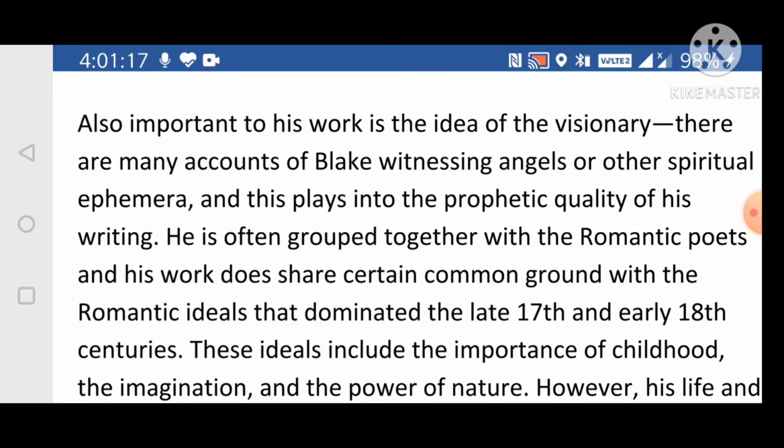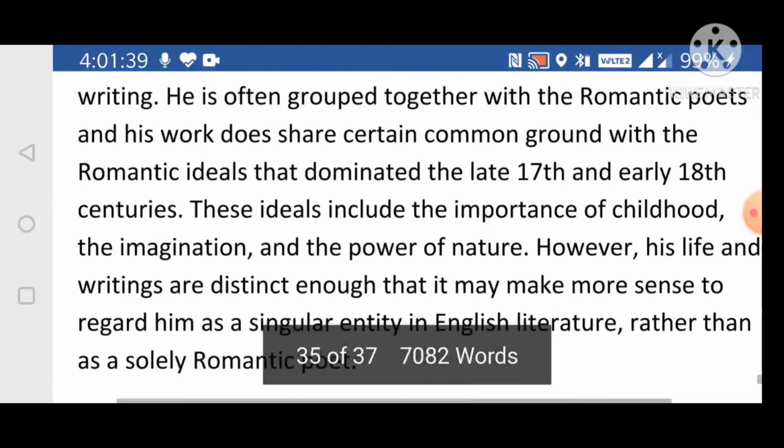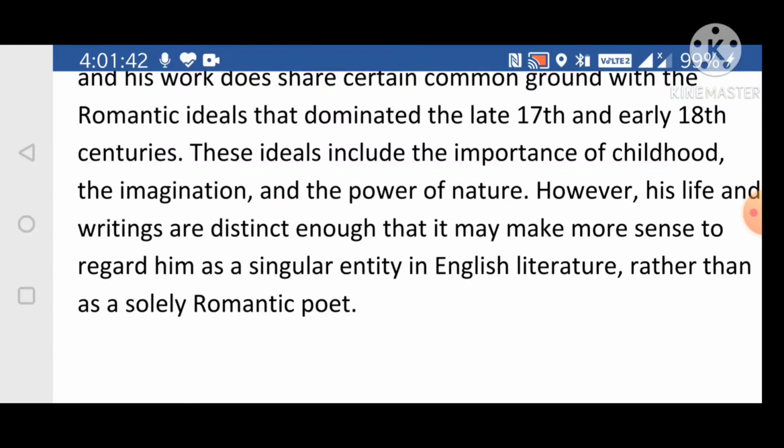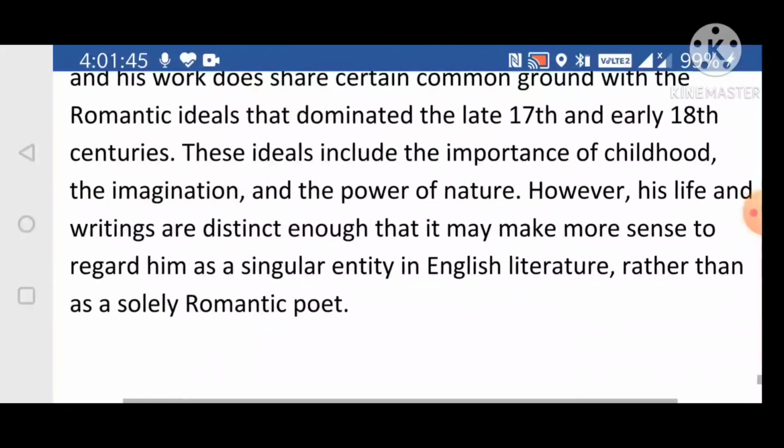He is often grouped together with the Romantic poets, and his work does share certain common ground with the Romantic ideals that dominated the late 17th and early 18th centuries. These ideals include the importance of childhood, the imagination, and the power of nature. However, his life and writings are distinct enough that it may make more sense to regard him as a singular entity in English literature rather than as a solely Romantic poet.